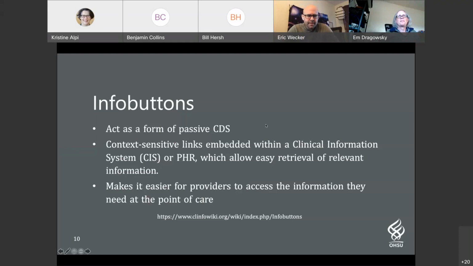Thanks. Okay. So this makes it easier for providers to access the information they need at the point of care. I got some info on this from the OHSU hosted Clinical Informatics Info Wiki.